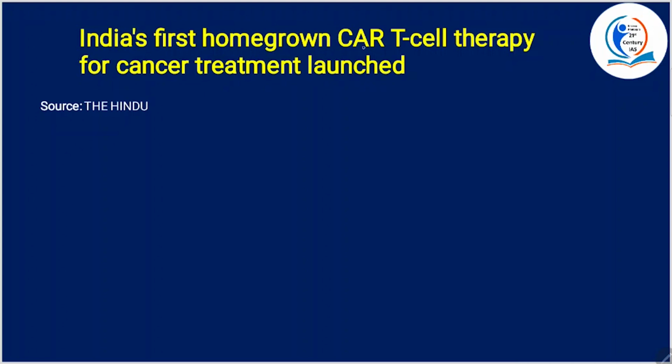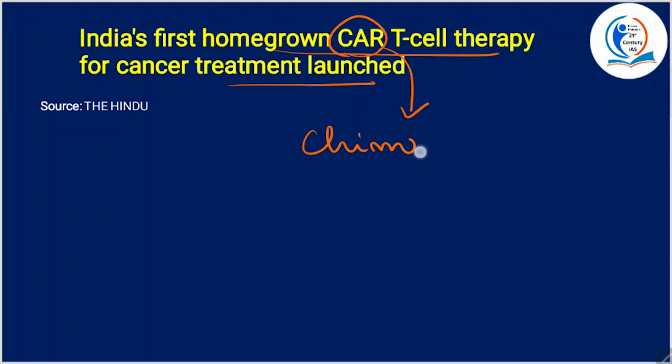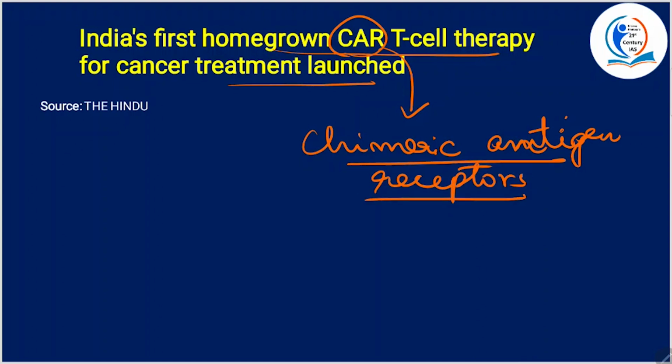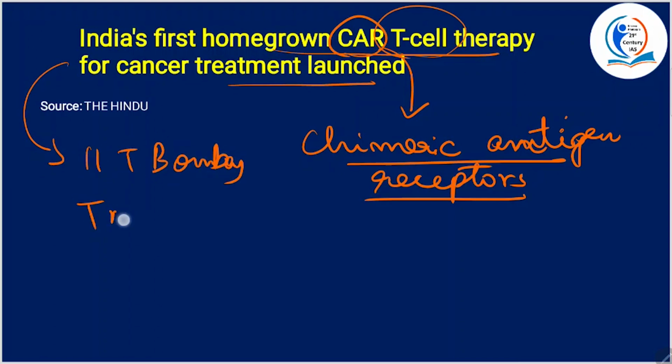India's first homegrown CAR T-cell therapy for cancer treatment launched. This is not the car that you are thinking. CAR has a full form. What is it? It is chimeric antigen receptors. Okay. And T cell is a T cell that is present in our body. Okay. We'll come to the basics of this part, but we'll just know who did this. It was developed by IIT Bombay and Tata Memorial Center.